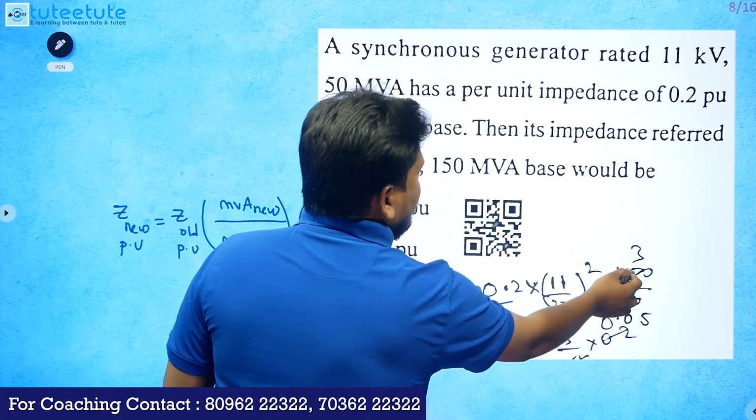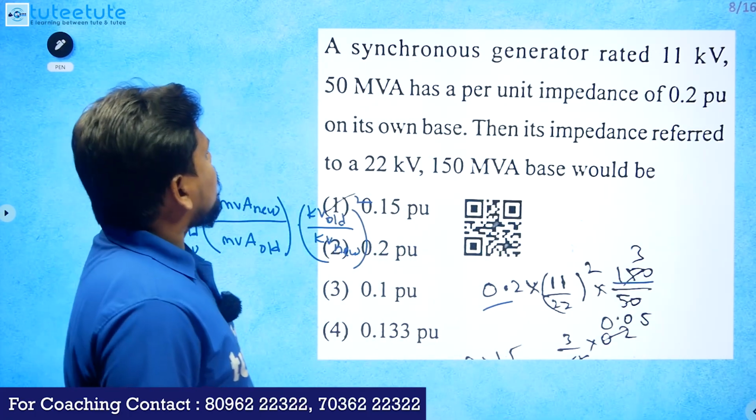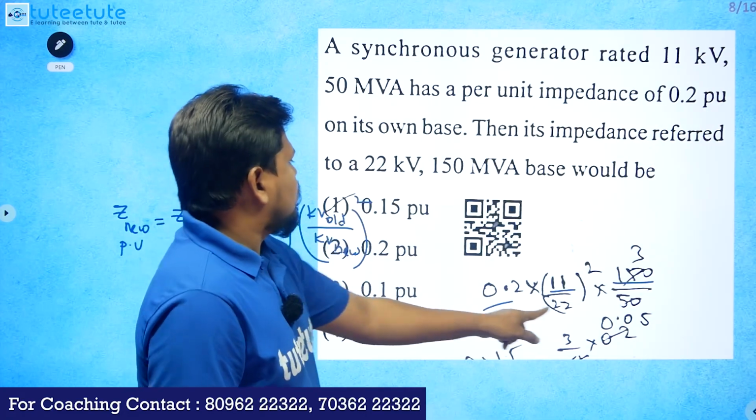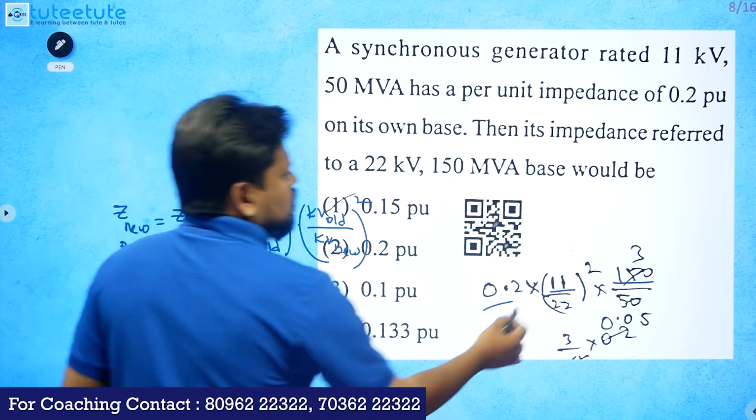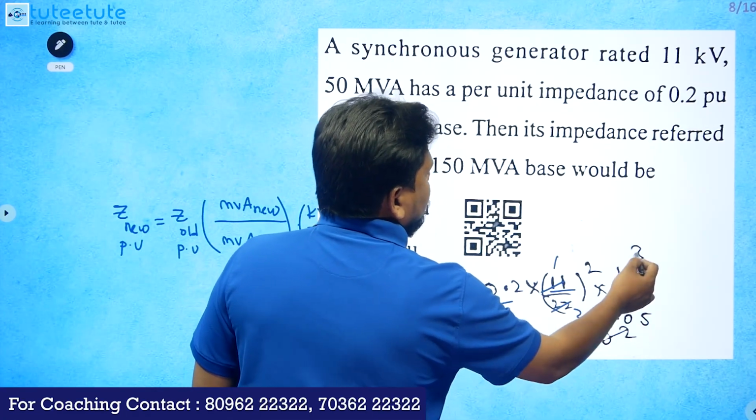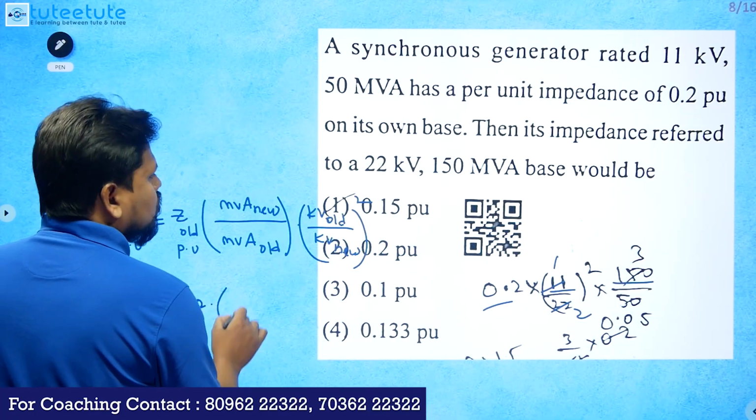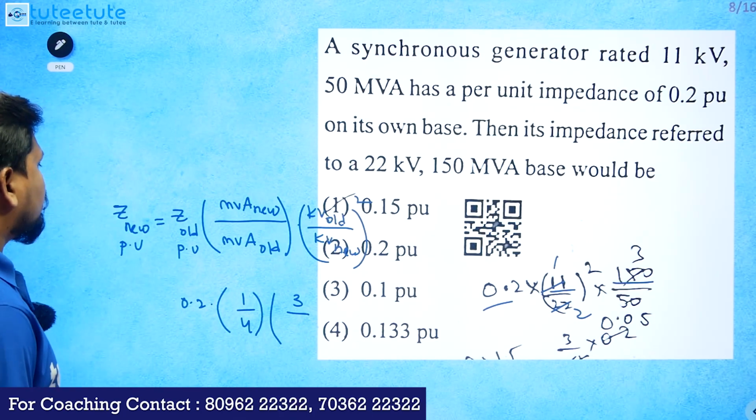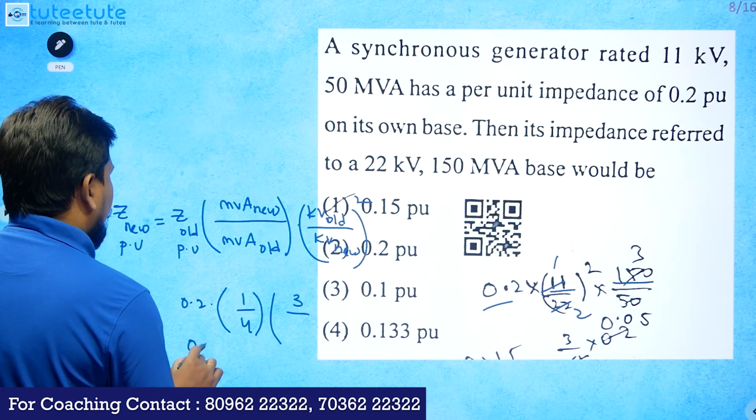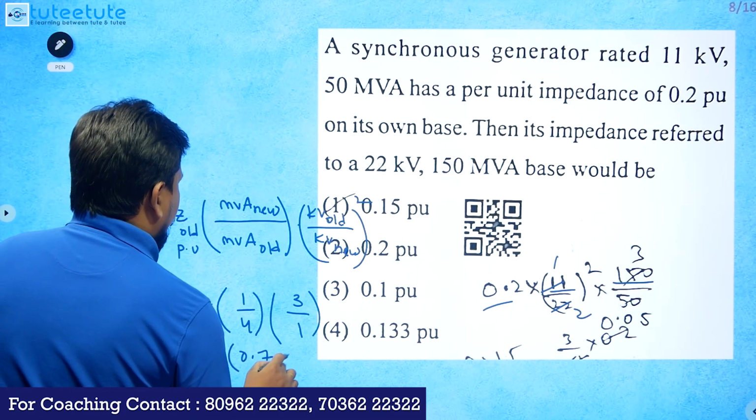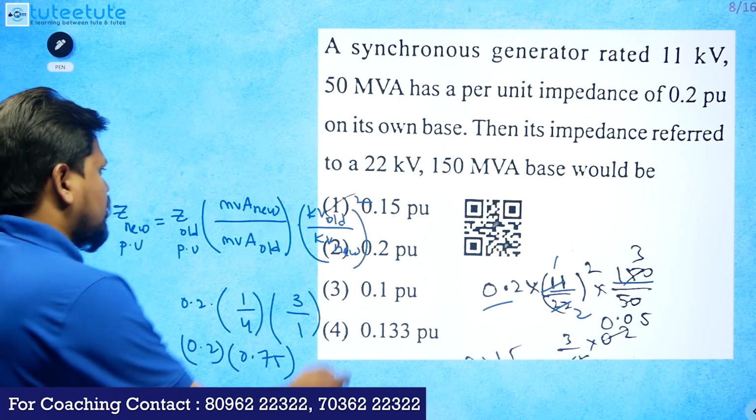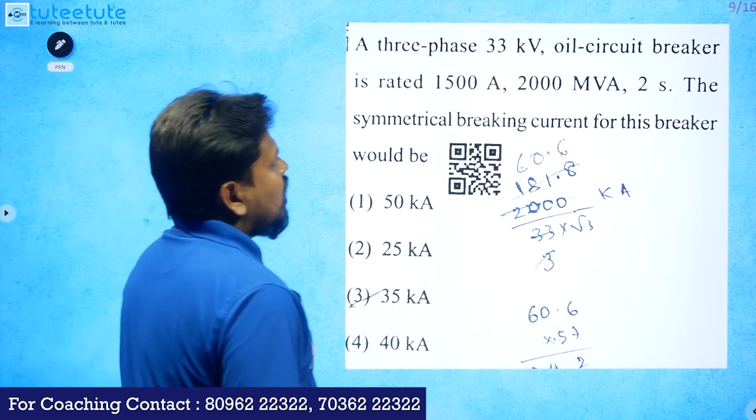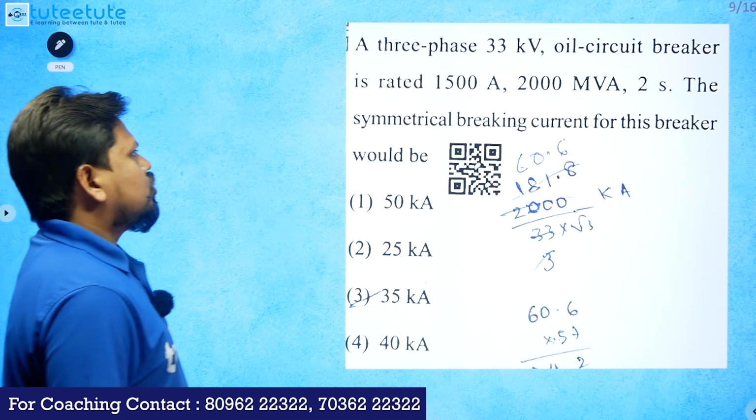MVA new is 150, okay? MVA old is 50. KV old is 11, and the new one is 22, whole square. If you solve this one, you will get, once 2, so 1 by 4, once 3, so 0.2 into 1 by 4 into 3 by 1. So 3 by 4, you will get 0.2 into 0.75, so you will get 0.15, okay? That is the answer.